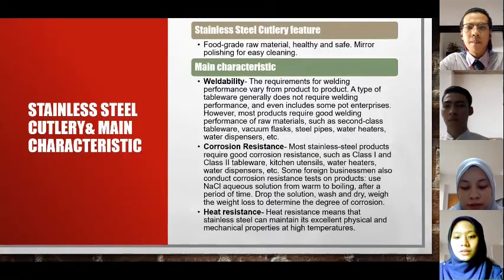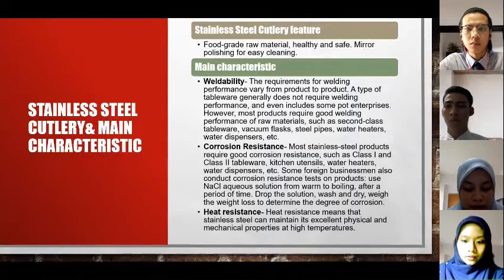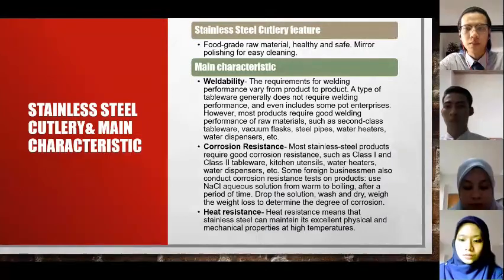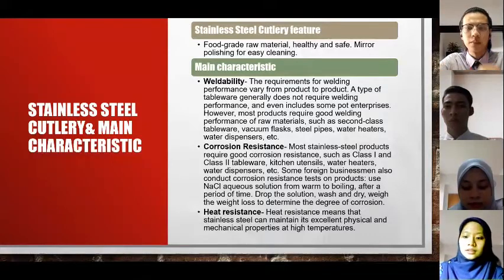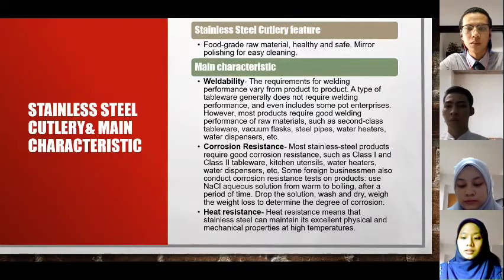Second, corrosion resistance. Most stainless steel products require good corrosion resistance, such as Class 1 and Class 2 tableware, kitchen utensils, water heaters, water dispensers, etc. Some foreign businessmen also conduct corrosion resistance tests on products, using sodium chloride aqueous solution from warm to boiling after a period of time, then washing, drying, and weighing, with the weight loss determining the degree of corrosion. And lastly, heat resistant. Heat resistant means that stainless steel can maintain its excellent physical and mechanical properties at high temperature.